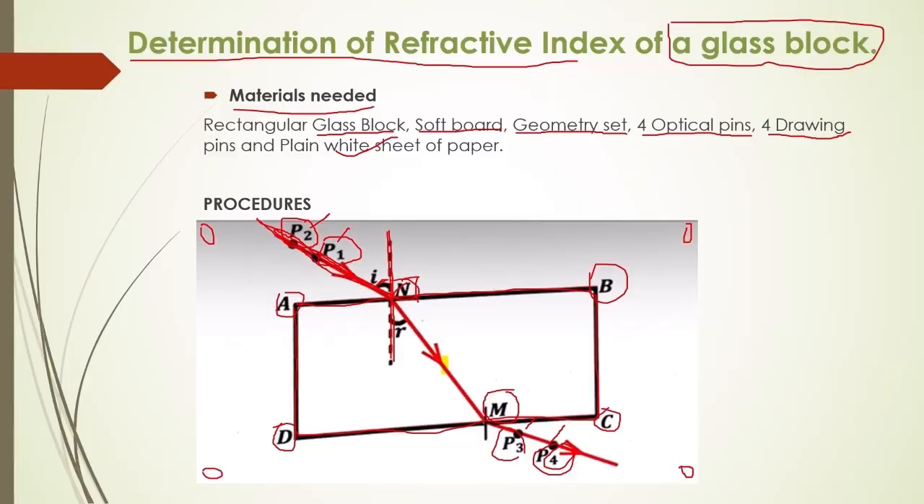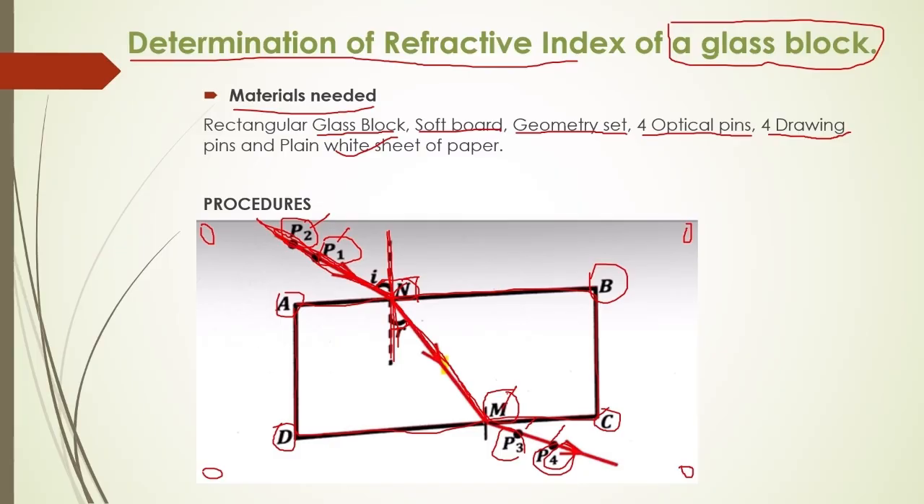And this line that you have drawn, we call it the emergent line or the emergent ray. Then you join the point where the line meets the side of the glass block DC at point M to point N. This line joining point M to point N is the refracted ray, where the angle between that line and the normal is what we call the refracted angle.